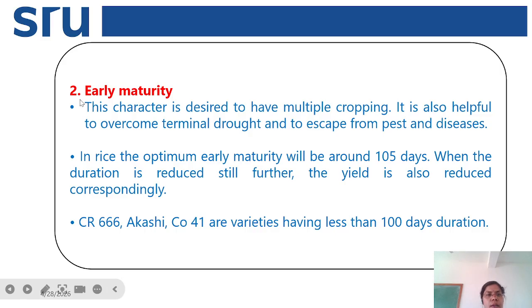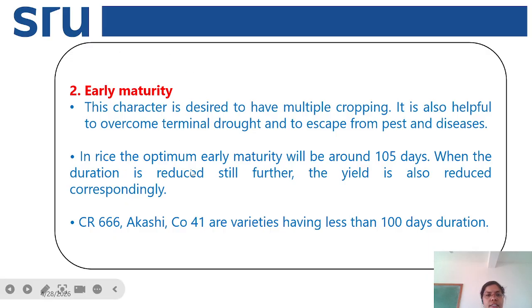Next is early maturity. Early maturity is nothing but generally if the duration of the crop is less, we can go for multiple cropping or crop rotation. Because of the short duration, we can overcome the terminal drought, and we can also escape from the pest and disease attack. So this is the main use of the early maturity. Within a year we can raise the crop for 4 to 5 seasons, and it also helps to overcome the drought in rain-fed areas, and it also helps to escape from the pest and diseases.